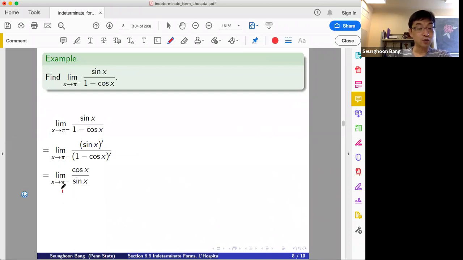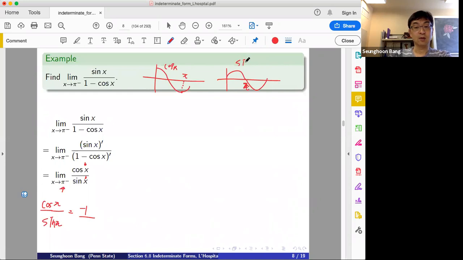Let me see. You plug pi into the top and the bottom, what happens? I want to use a graph. The cosine graph is like this, this is pi, going up like this, cosine of x. So what's that? Cosine pi over sine of pi. Cosine pi is -1. What is sine pi? The sine graph is like this, this is pi, the sine of x. Sine pi is 0, so negative 1 over 0. What does it mean?